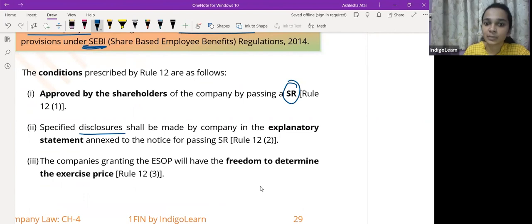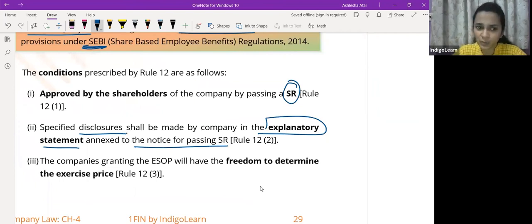Specified disclosures shall be made by the company in an explanatory statement, which is annexed to the notice of passing special resolution. So whenever a resolution is passed, उसके पहले एक notice जाता है to all the shareholders. So whatever disclosures are required, what type of disclosures would be required here? What is the vesting period? How many shares are being offered? What is the price at which the share is being offered? All these details shall be attached to the notice by way of an explanatory statement.